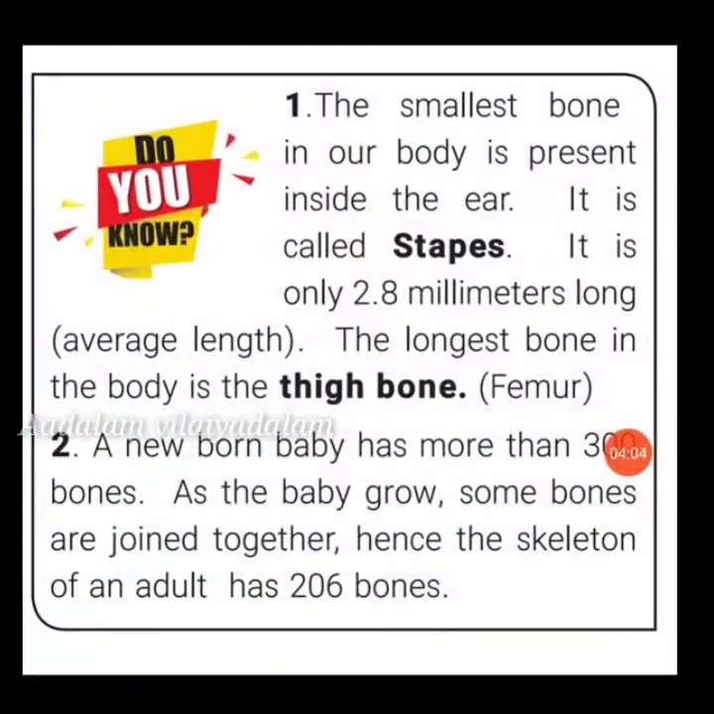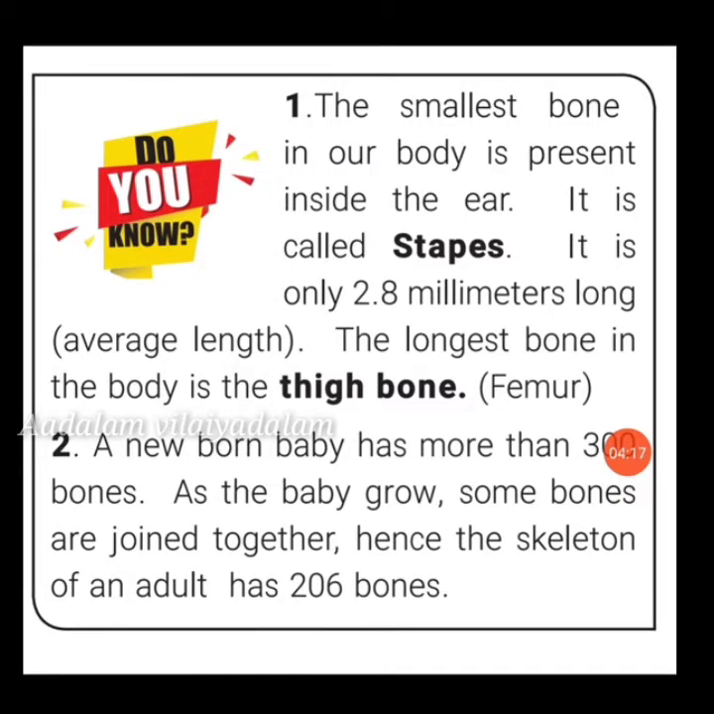Let us learn something new. The smallest bone in our body is present inside the ear. It is called the stapes. It is only 2.8 millimeters long. The longest bone in our body is the thigh bone.